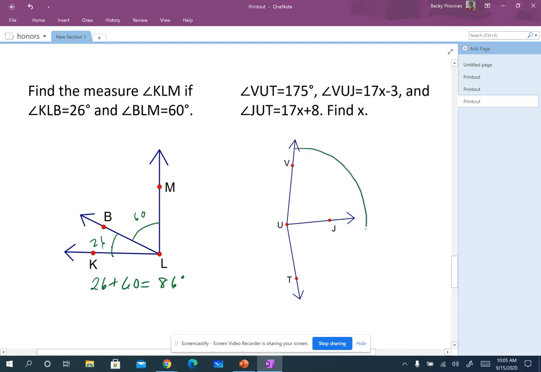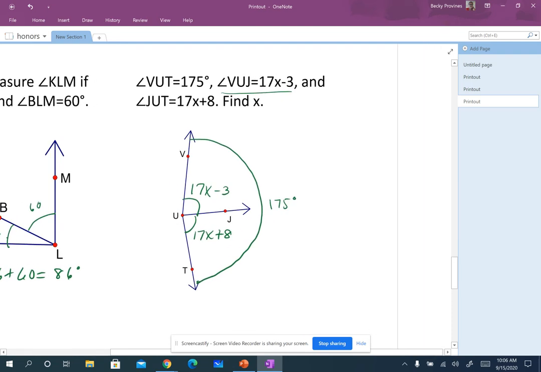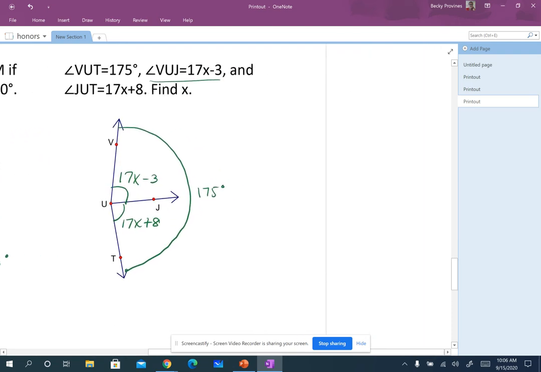VUT. So when it's the entire angle, I always put a big arc like this to help me realize what's going on. So the measure of everything is 175. The next one, VUJ, is 17x minus 3. And then the other little angle is 17x plus 8. Okay, now this is a little more complicated. We're going to say the first little angle plus the second little angle is going to equal the big angle. And we're going to do this with algebra. We're going to write an equation.